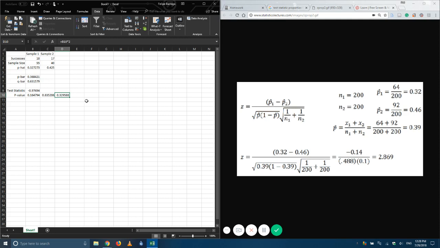Okay guys, so that's pretty much it for proportions. No easy way to do it in Excel, you just gotta use the formula.